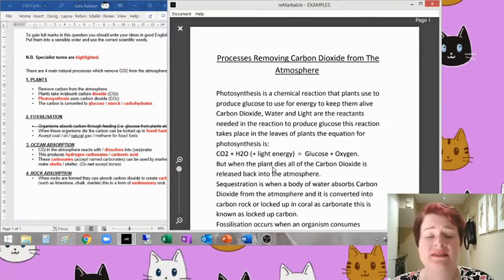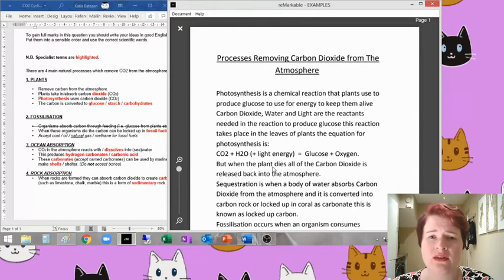Okay, so those were the key points that you needed to include. Now, it might not be very easy to try and figure out where your marks have come from there. So what I'm going to do is show you three examples of students' work and show you what marks they would probably get. Okay, so here's the first example.